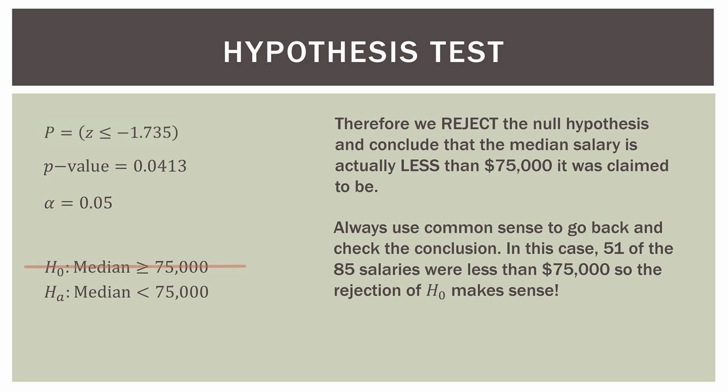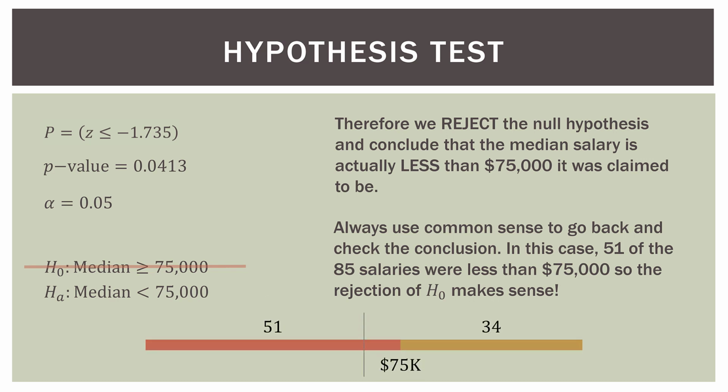Now, visually, it looks like this. So here are our salaries. We had 51 that were below this threshold of $75,000. We have 34 that were above that hypothesized value of $75,000. The actual median is there where the thin line is. Now, this should make sense. Remember, what we were testing is this part of the bar over here on the right where the 34 is. Is the actual median there at $75,000, or is it even higher?